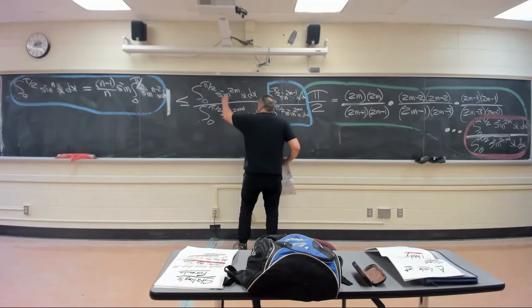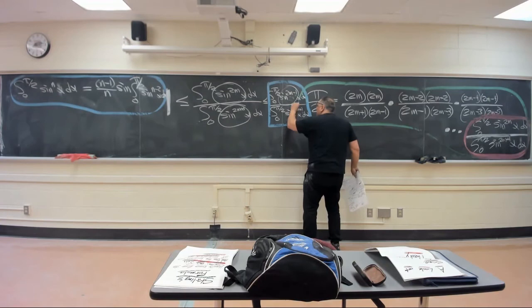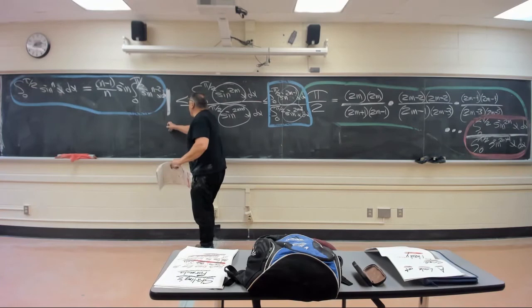Sine to the 2m of x is bigger than sine to the 2m plus 1 of x. And sine to the 2m minus 1 is bigger than sine to the 2m plus 1 of x. And sine to the 2m minus 1 is a bigger answer than that one even. That's why we said this guy's the biggest. It's greater than or equal to this. And that's greater than or equal to something divided by itself. Well, we're going to say they're all equal to 1.